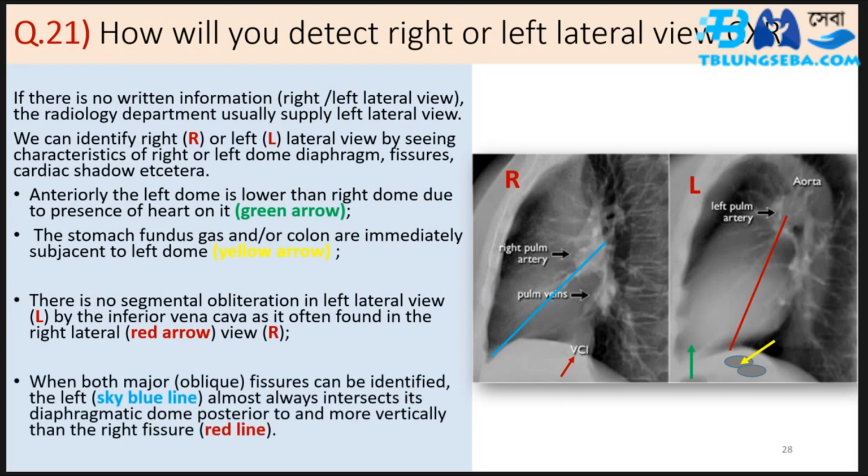When both major, oblique, fissures can be identified, the left, sky blue line, almost always intersects its diaphragmatic dome posterior to and more vertically than the right fissure, red line.